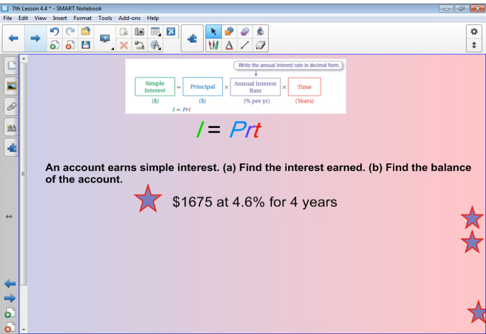Okay, so what I want you to do is pause your video and get your equation set up for this. I'll help you identify the pieces. The amount of money is our principal. Our 4.6 is our R, or our rate, and our 4 years would be our time. So go ahead, pause your video, and work your way through plugging this information in and then solving for the interest as well as the balance.